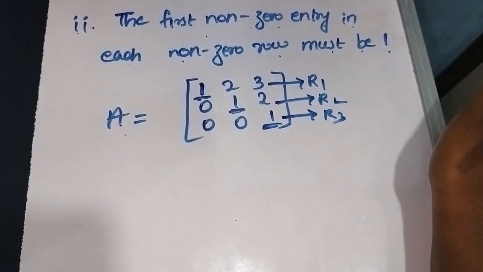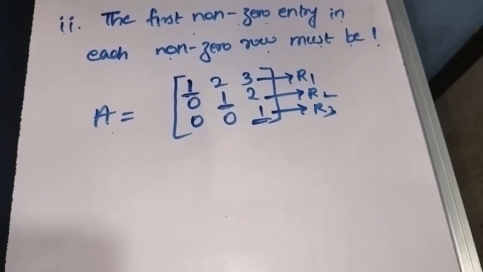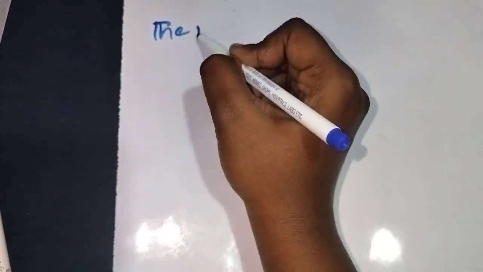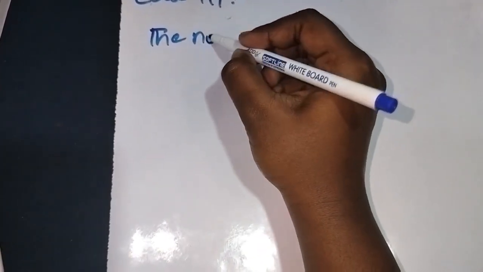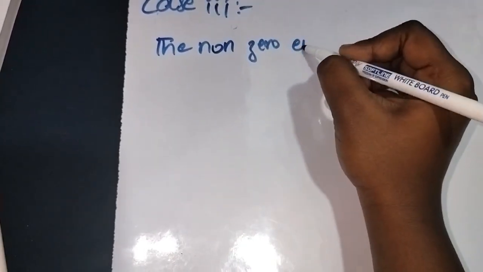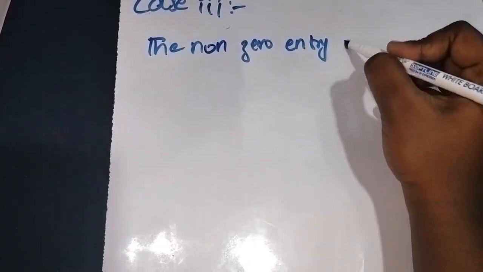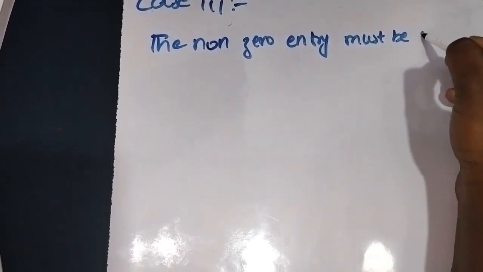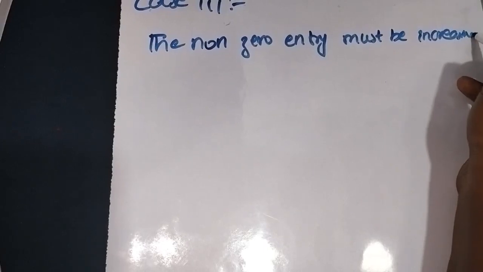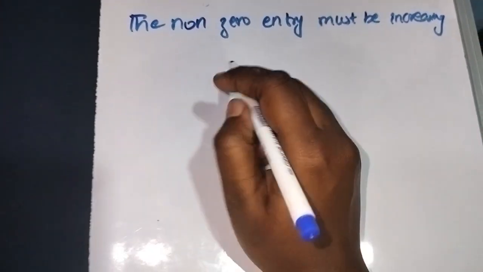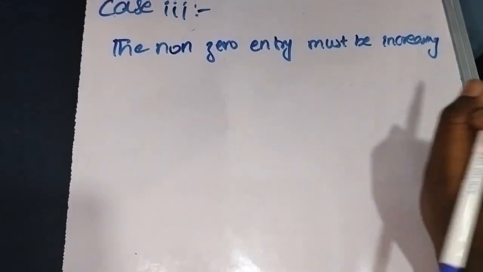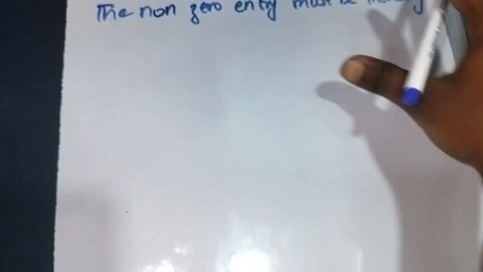And next, let's go with the third case of echelon form of matrices. This case 3 tells that the non-zero entry must be increasing. The non-zero entry must be increasing. This small statement means a lot. I'll make it clear by describing this statement.